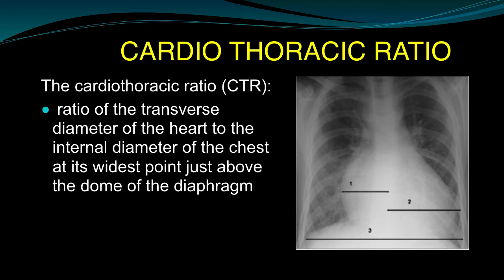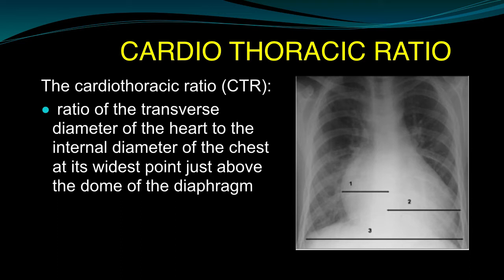When you say cardiothoracic ratio, it's the ratio of the transverse diameter of the heart to the internal diameter at the widest point just above the diaphragm. So how do you do this? You divide the widest transverse diameter of the heart by the widest transverse diameter of the thorax, at the inner side of the rib cage.